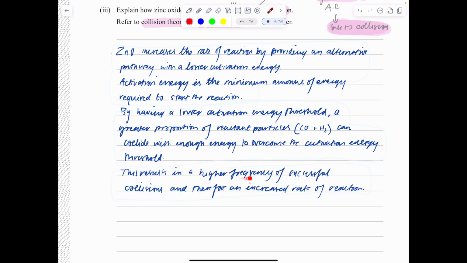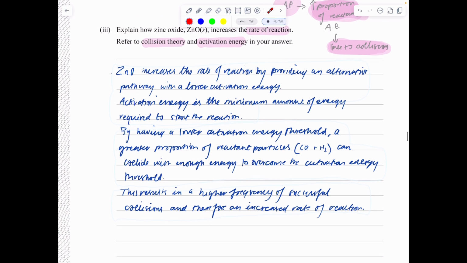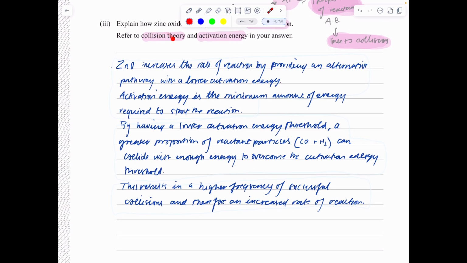This results in a higher frequency of successful collisions and therefore an increased rate of reaction. Something that you could add is more detail on collision theory. So you can state that for successful collisions you need the correct orientation and enough energy. Okay, that's a good way to define collision theory.